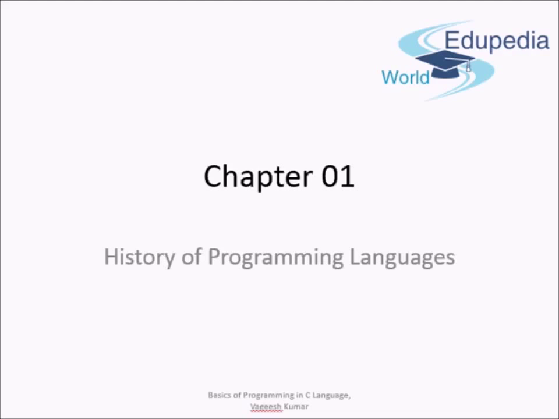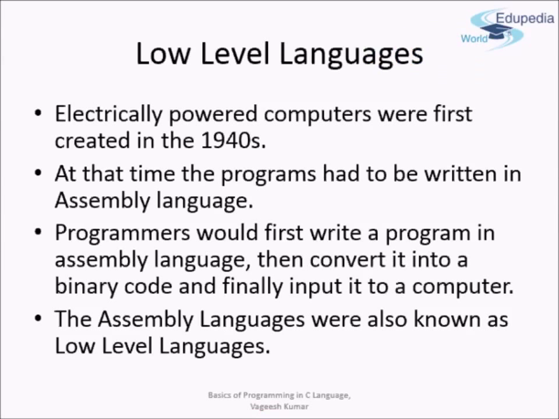Today we are going to start chapter 1 of the course Basics of Programming in C language. Chapter 1 gives a brief history of programming languages and tells us how the C language actually evolved. Initially, as we all must have studied, there was the abacus.